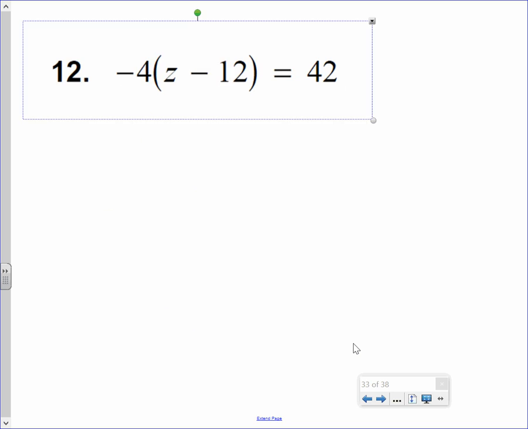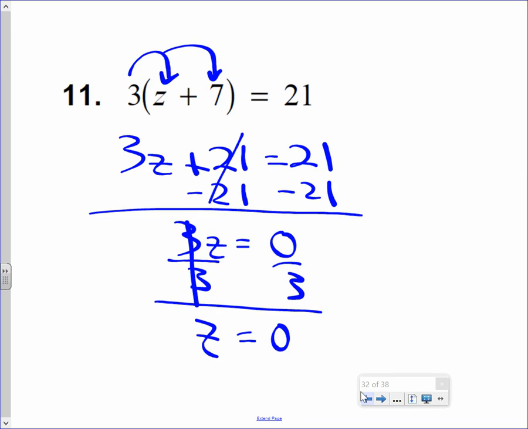Number 12. Want me to put it back up? I can put it back up. No biggie. Hit it.